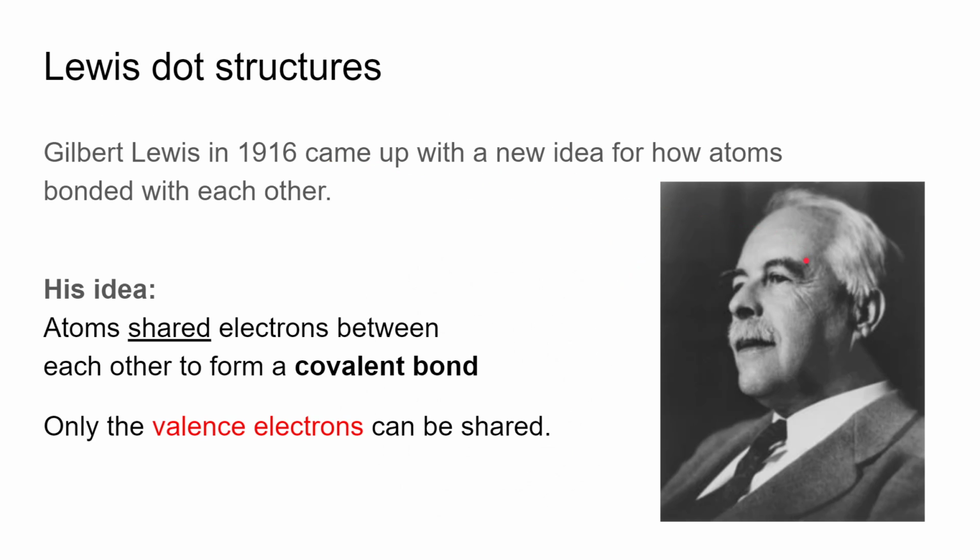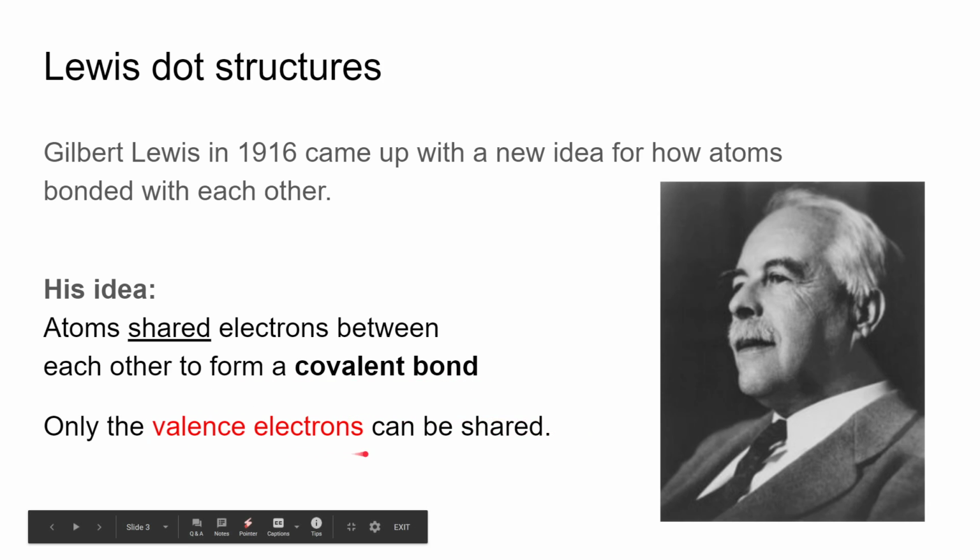So, this is a chemist called Gilbert Lewis, certified badass, and in 1916 he came up with a new idea of how atoms bond with each other. This is your covalent bond. Atoms share electrons between each other to form a covalent bond, and he also said only the valence electrons can be shared. None of the inner electrons can be shared.